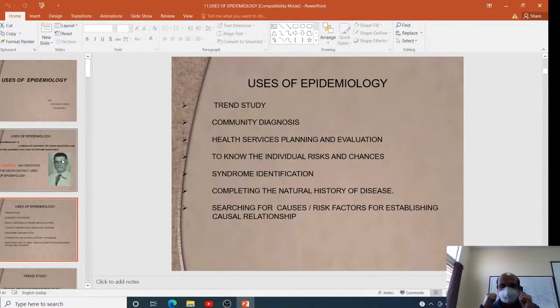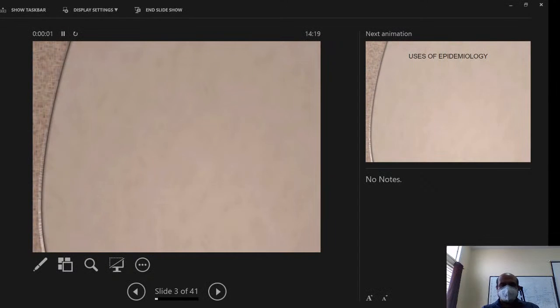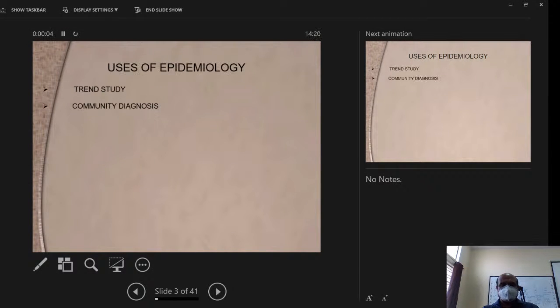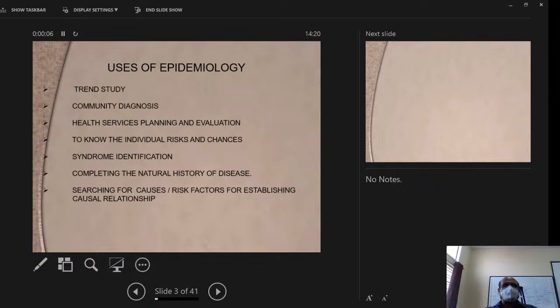Now coming to uses of epidemiology, epidemiology is a branch which studies the trend. If you want to know the trend of any disease or any risk factor of the disease, if you want to study any trend or pattern of a certain disease, it can be done through epidemiology. So it's a trend study.